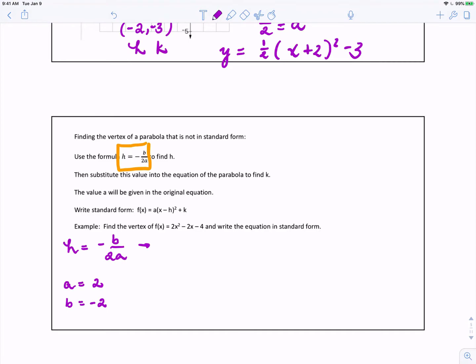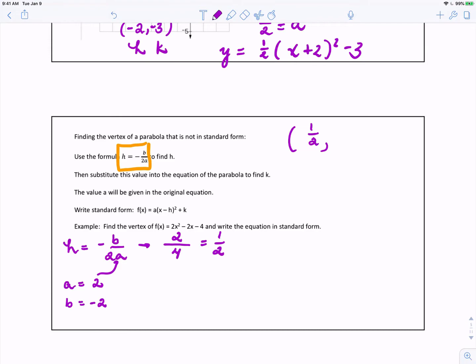So that tells us that h is equal to the opposite of negative 2, which is positive 2, over 2 times 2, which is 4. And so h is equal to 1/2, or 0.5 if you'd rather work in decimals. So now we know the vertex occurs at 1/2, comma. Now we have to find out what k is. To find what k is, we're going to plug in 1/2 into our equation.